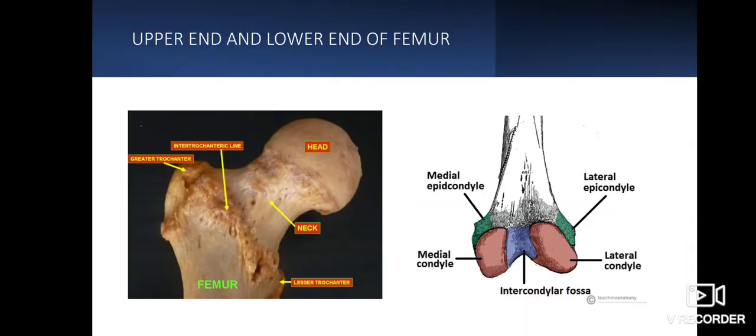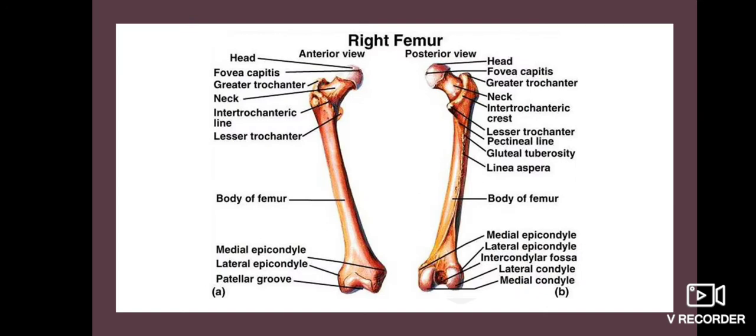Here we can see in this picture both the views. The anterior surface is smooth. There is no particular marking on the shaft over the anterior surface, but on the posterior aspect you can see a prominent ridge called linea aspera. Here you can see the head with a pit, covered by hyaline cartilage, which articulates with the acetabulum to form the hip joint.